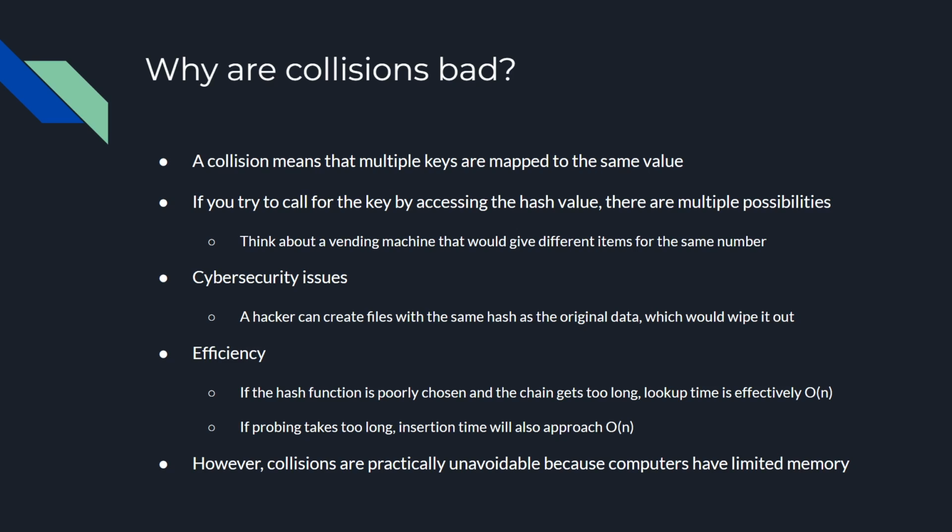efficiency. If the hash function is really poorly chosen and you use separate chaining, if the chain gets too long, lookup time reverts back to O(n) instead of O(1) because you would have to traverse through all of the elements in that chain in that position. On the other hand, if you decide to do open addressing and probing takes too long, then the insertion time will also approach O(n) if the probing method is not chosen properly.